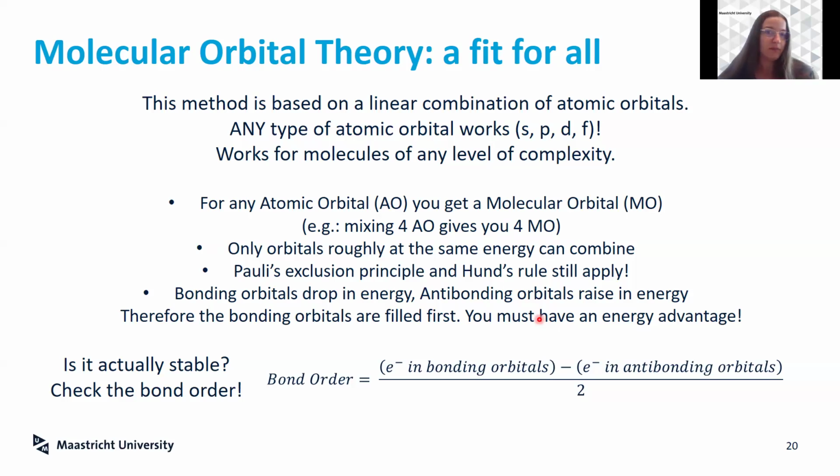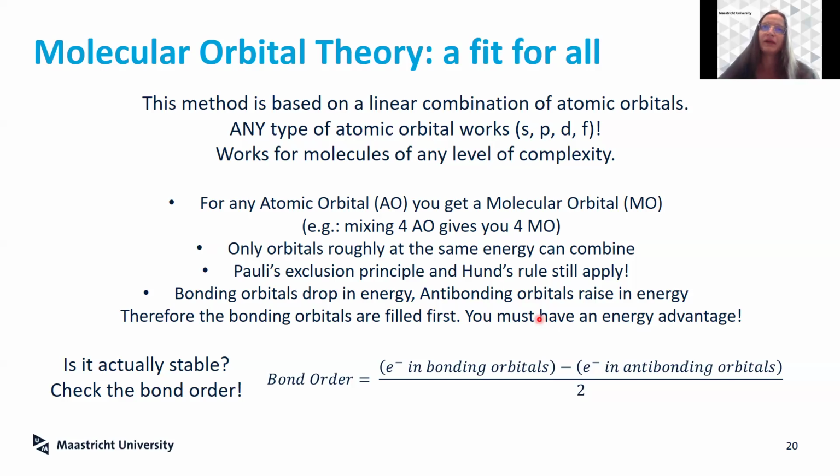You will still have the application of Pauli's exclusion principle and Hund's rule. So for anything that is at the same energy, you must first fill, then pair the spins. And you cannot put more than 2 electrons in any molecular orbital, in the same way that you cannot put more than 2 electrons in an atomic orbital, regardless of the character of the orbital.